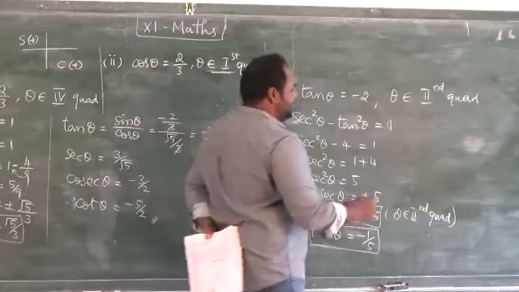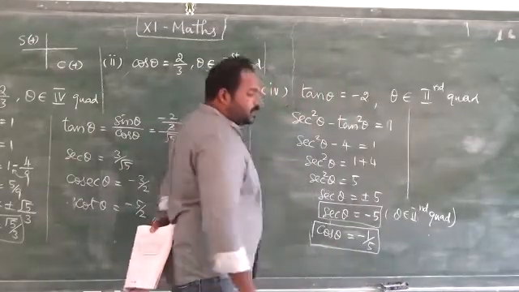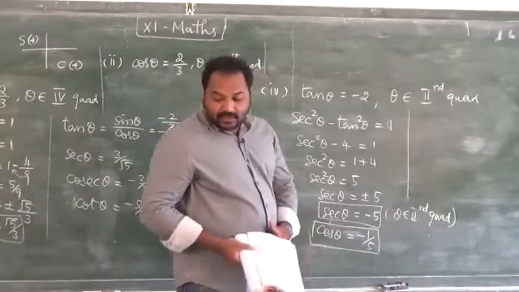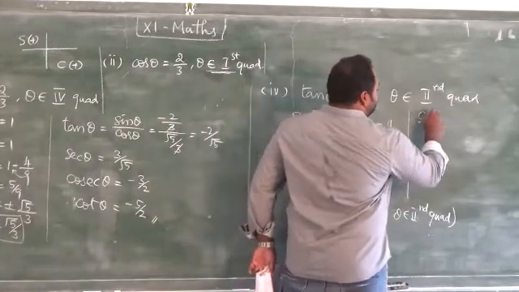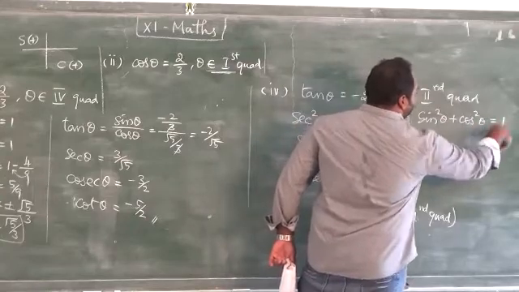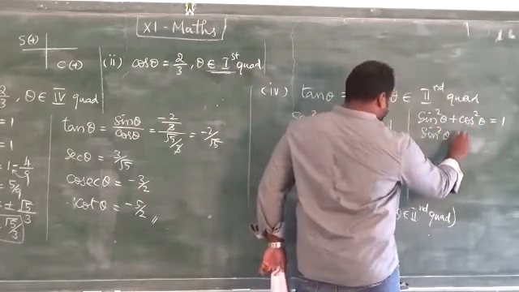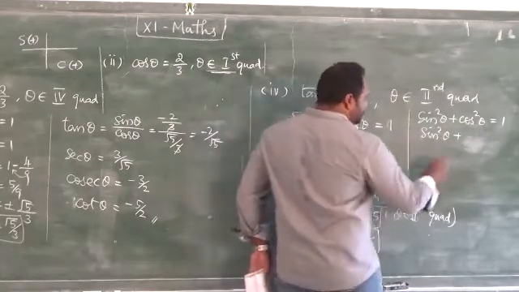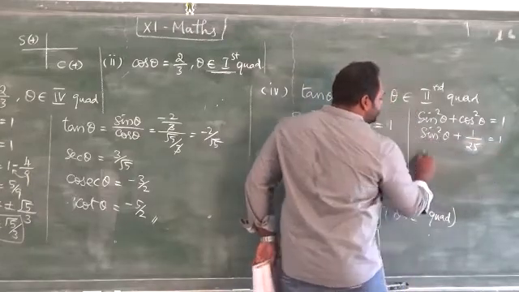How can we find out sin theta? We have cos theta, so we have several methods to find the sin theta value. Here once again I am going to use the formula sin square theta plus cos square theta equal to 1. Here sin square theta equal to, plus minus, 1 by 5 square is 1 by 25, equal to 1.